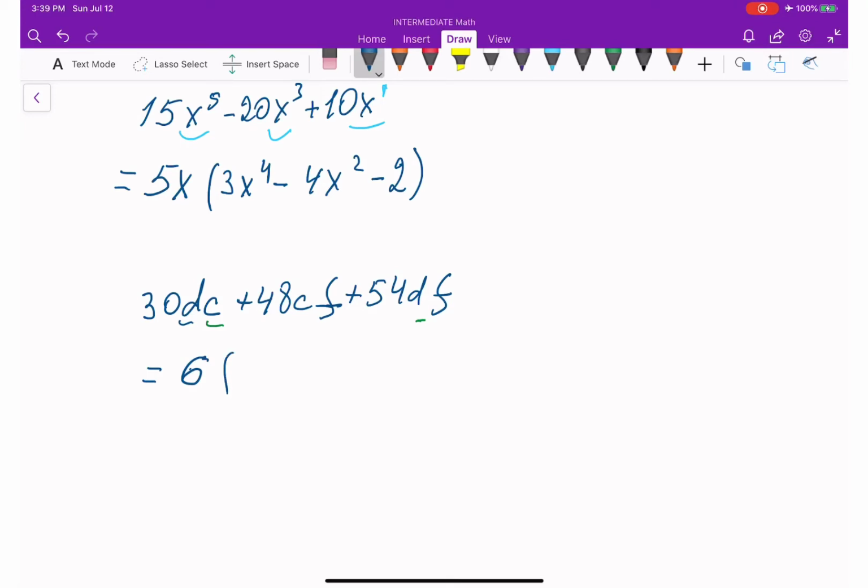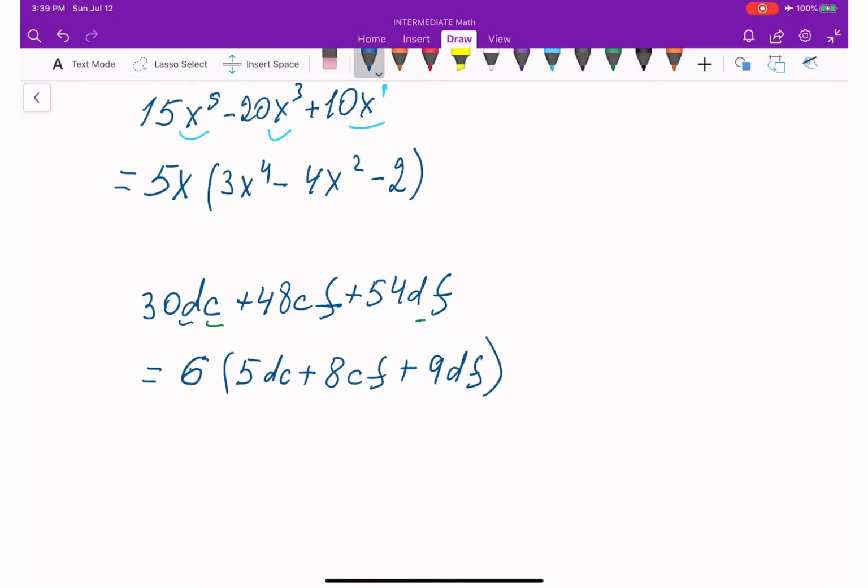So we will have 30 divided by 6 is 5DC, plus 48 divided by 6 is 8CF, and 54 divided by 6 is 9DF.